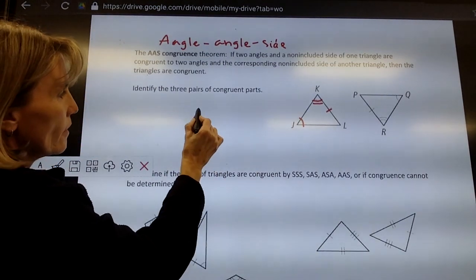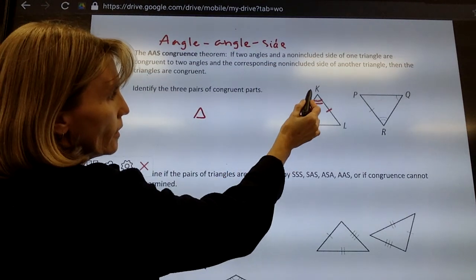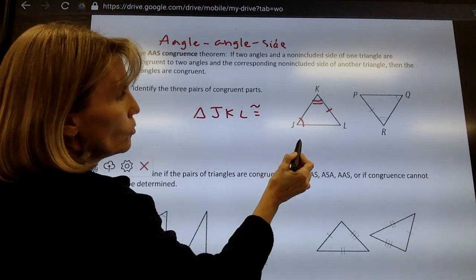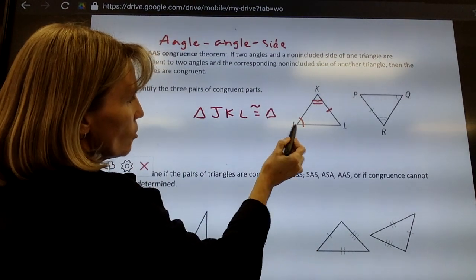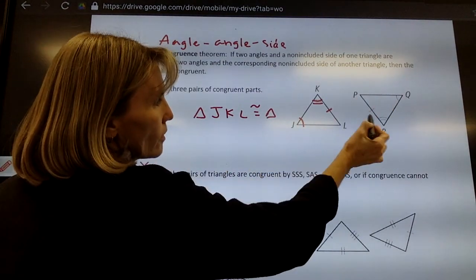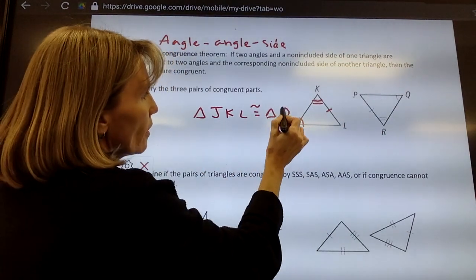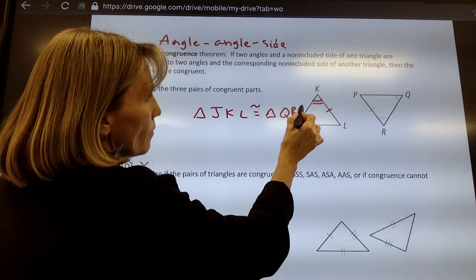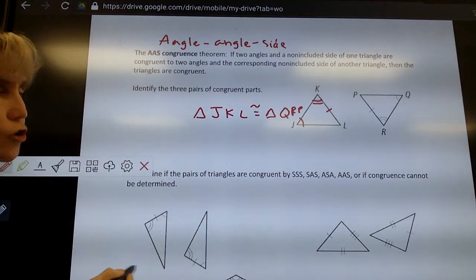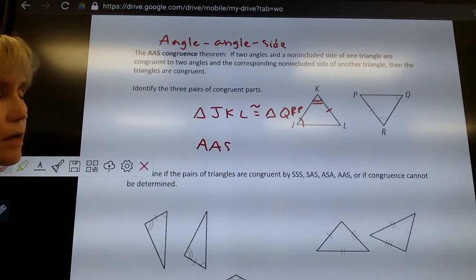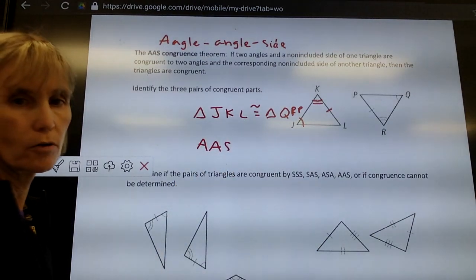So I could say that triangle JKL is congruent to triangle. Since I started with J, the angle over here that's congruent to J is Q. Okay, and then I went to K, so I'd have to go down to R and then up to P. Those 2 triangles would be congruent to each other based on angle, angle, side, and therefore all their parts would be congruent to each other.